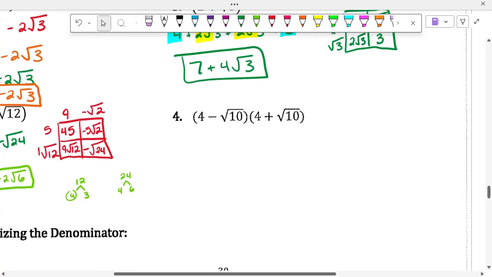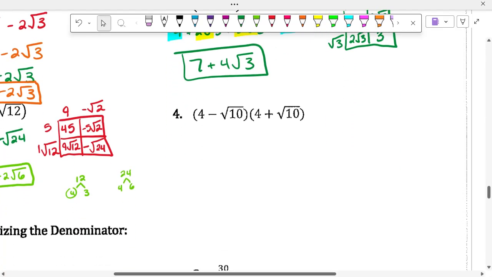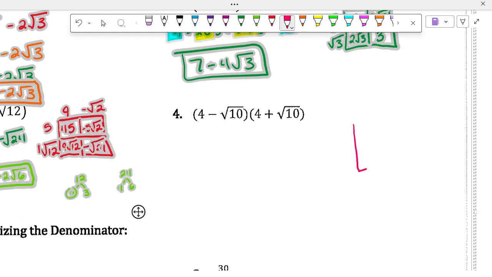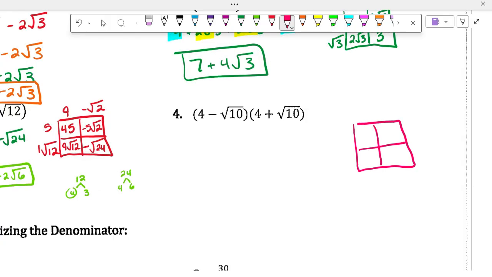Now, last one. For this one, what does this look like to you if you were thinking polynomials? It kind of looks like a difference of squares. So let's see if it actually will do what a difference of squares does. So if I do a box method, this would be 4 minus square root 10, 4 plus square root 10.